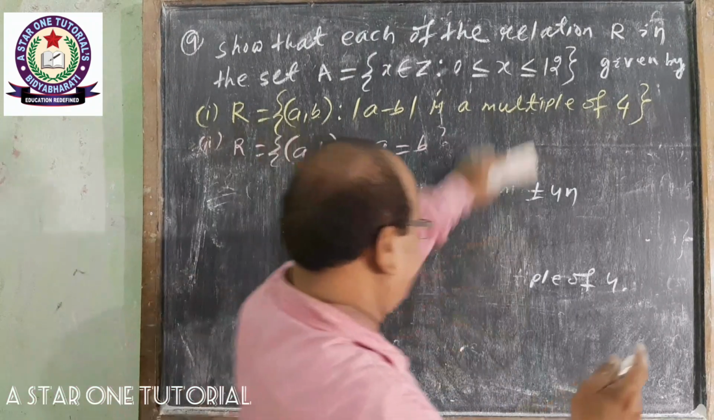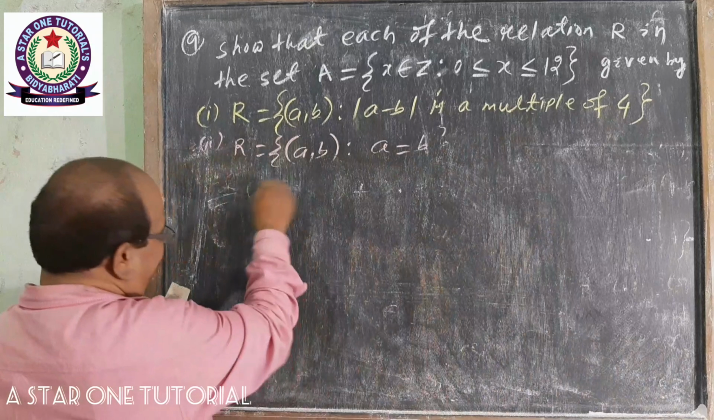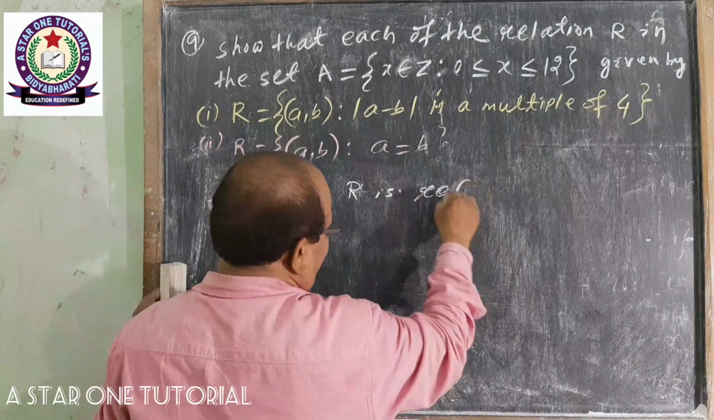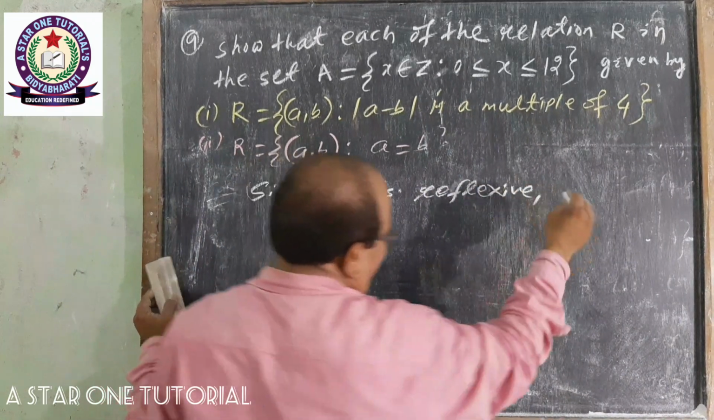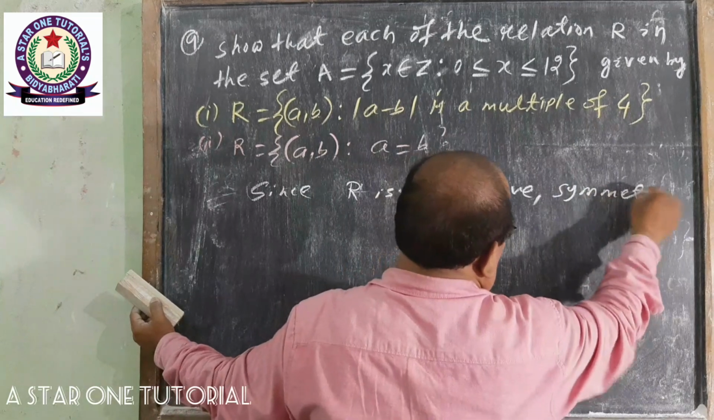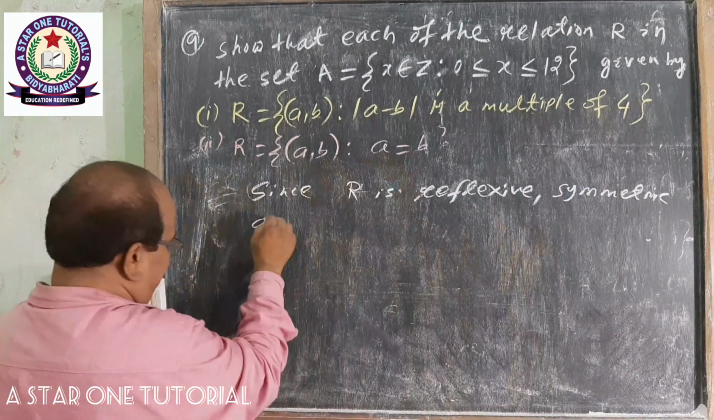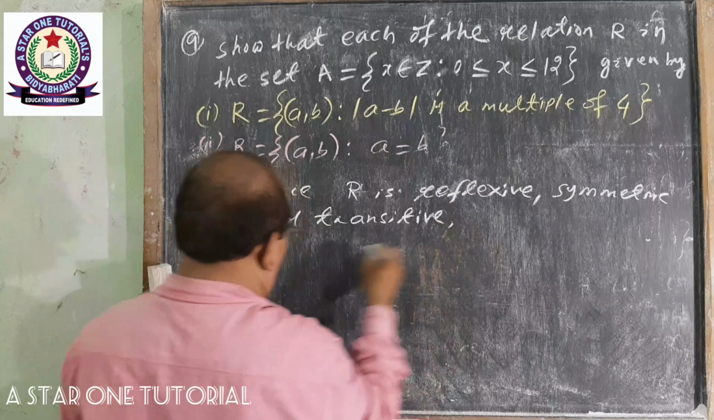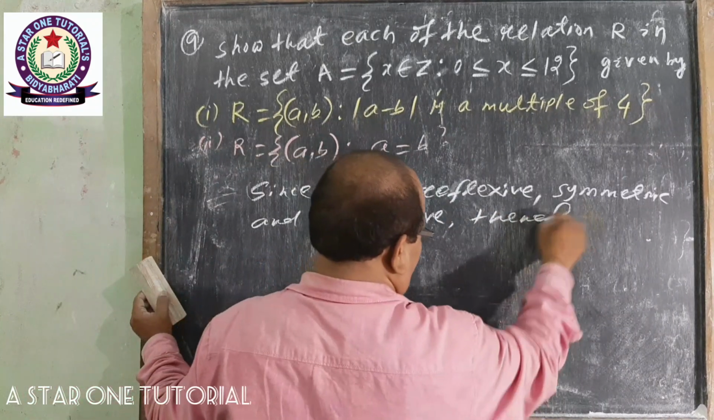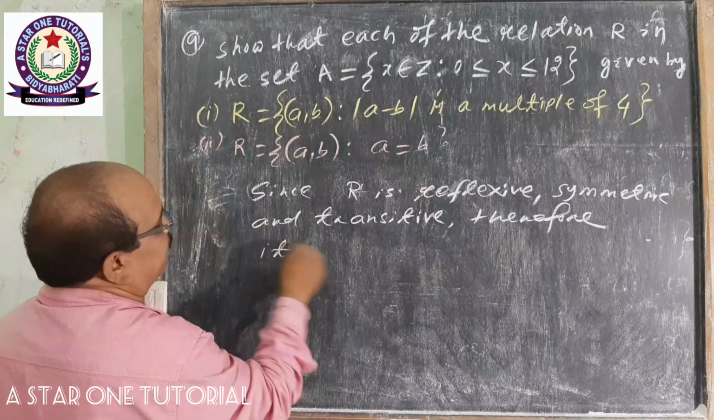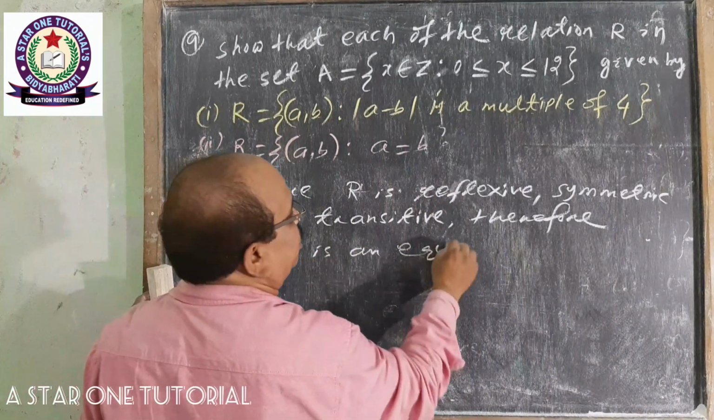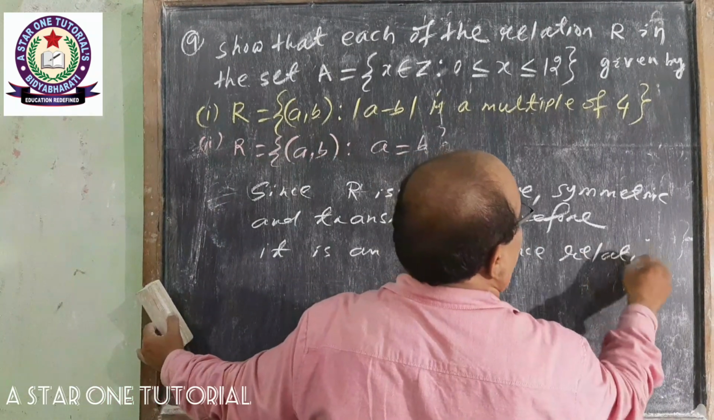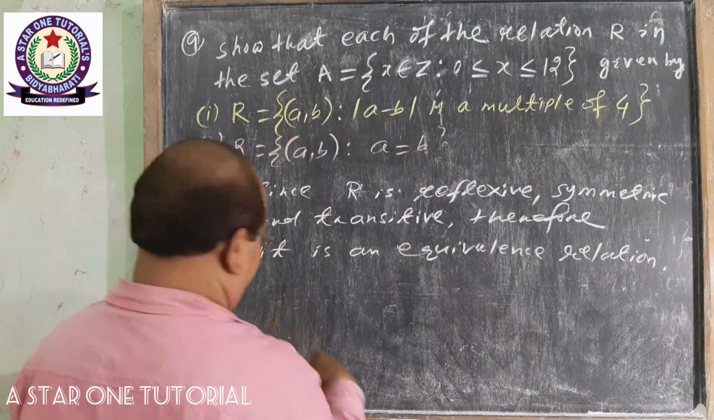Okay. So since R is reflexive, symmetric and transitive, therefore it is an equivalence relation.